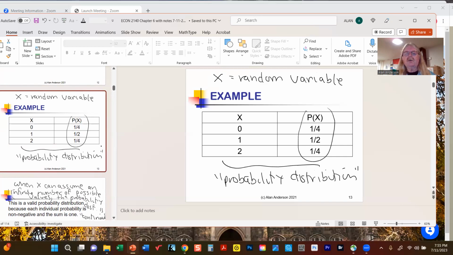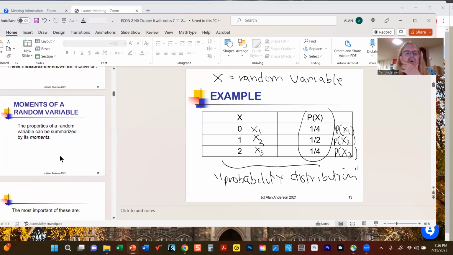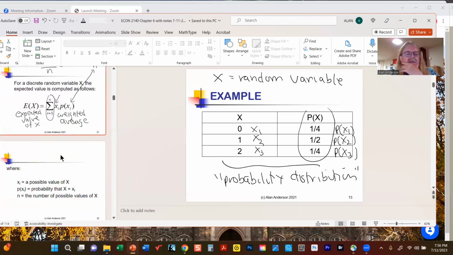So let's think of this as x1, x2, and x3. These are all the possible outcomes of this experiment. This would therefore be p(x1), p(x2), and p(x3). So to come up with the expected value of this x, what we're going to do is literally just multiply all these x's by their probabilities and add them up. And so when we do that, this is what we'll get.